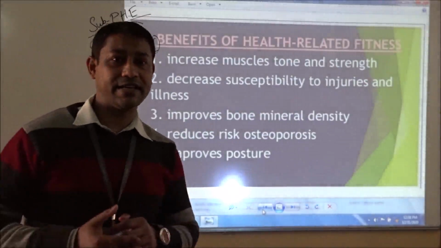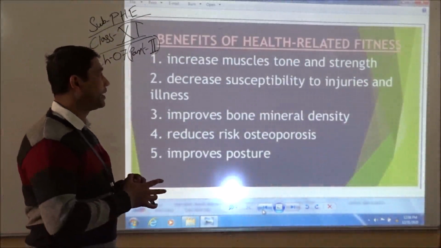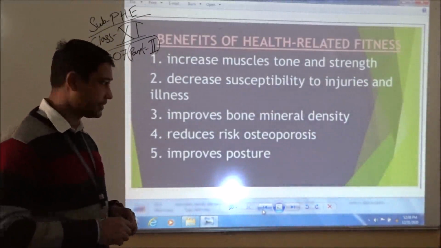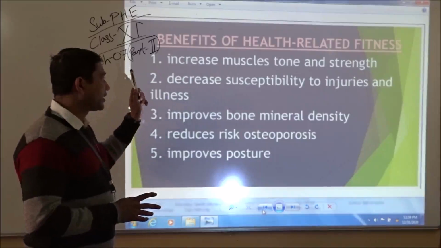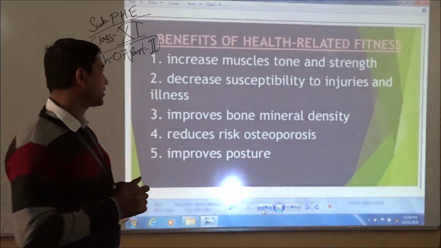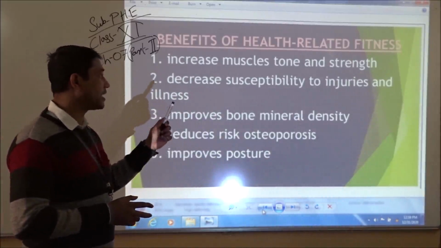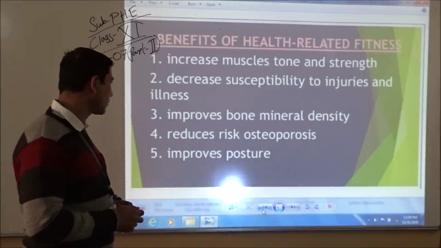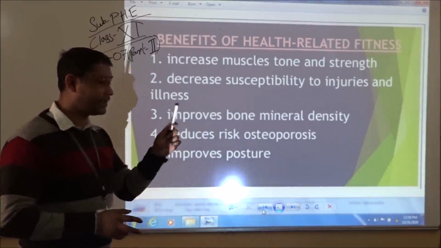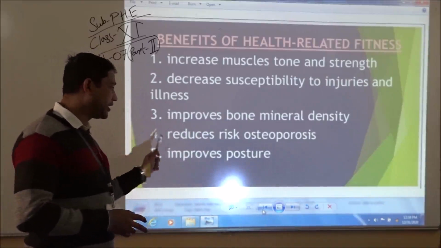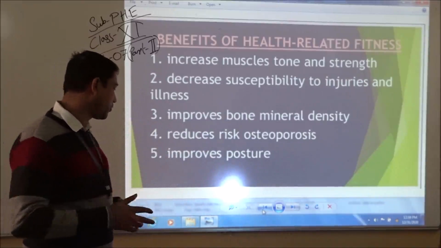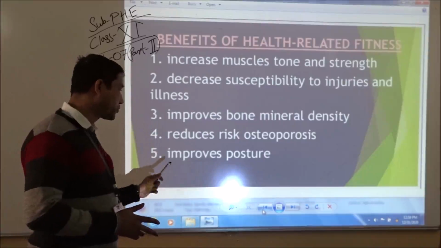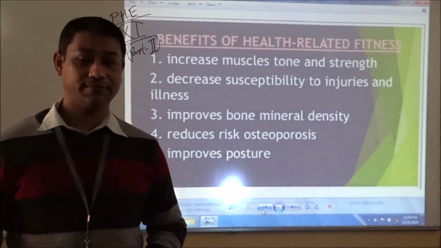Now let us see some of the benefits of health related fitness. It increases muscle tone and strength. It decreases the susceptibility to injuries and illness. It improves bone mineral density. It reduces the risk of osteoporosis. It improves our posture.